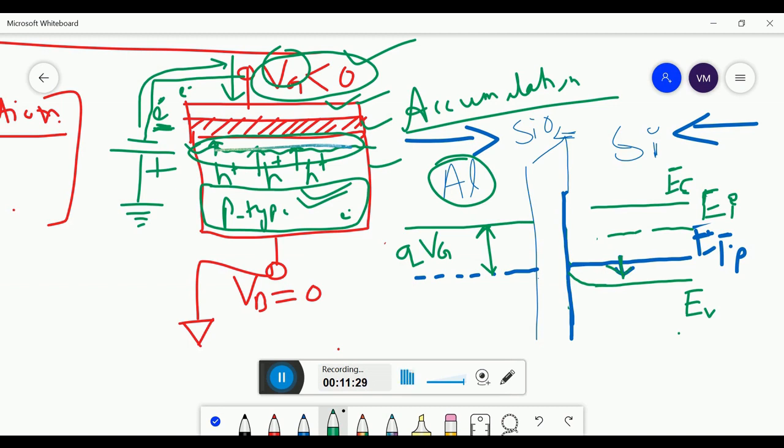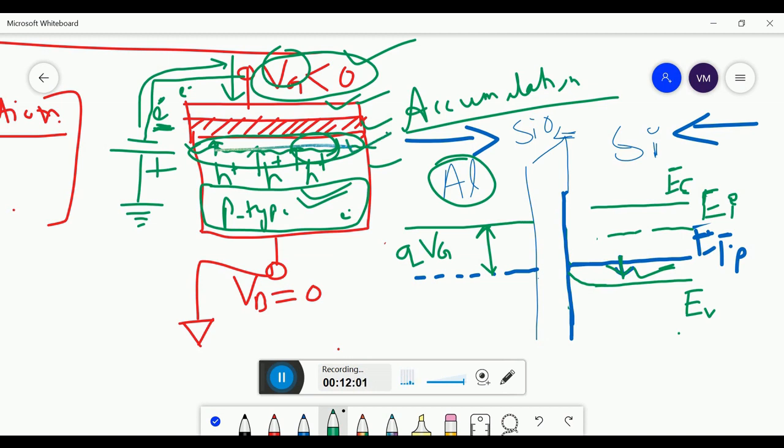Why? Because there are more number of holes here, and more number of holes represent that your Fermi level is towards the valence band. If you remember, in the p-type semiconductor, what happens? There are more number of holes, therefore the Fermi level moved towards the valence band. And same thing happened here. The Fermi level goes more towards the valence band at the surface, because the changes are happening only at the surface.